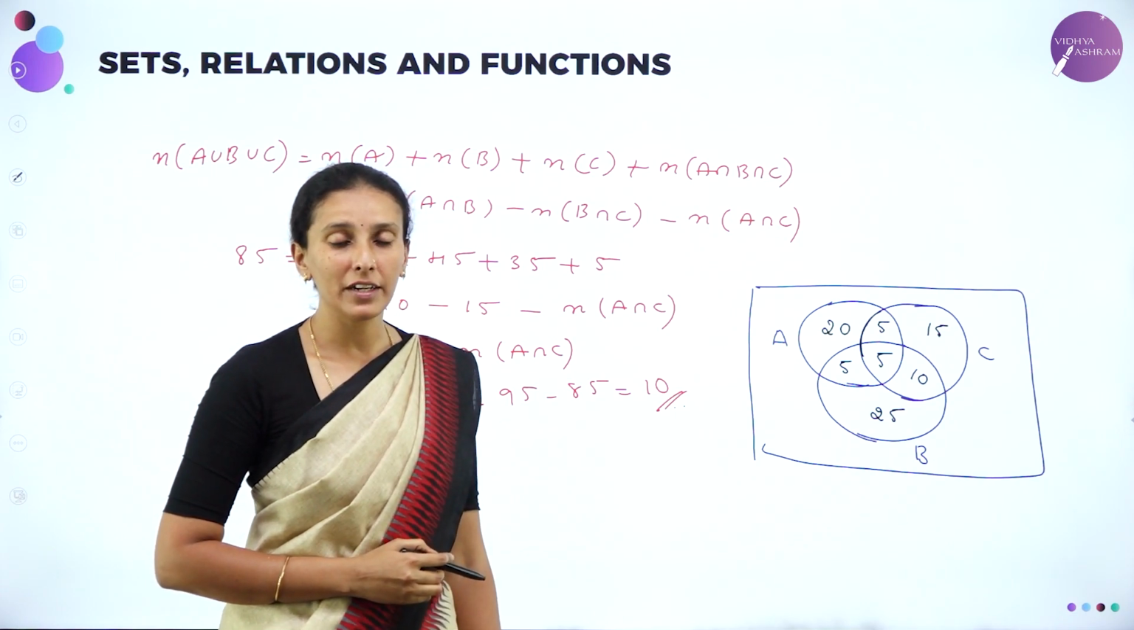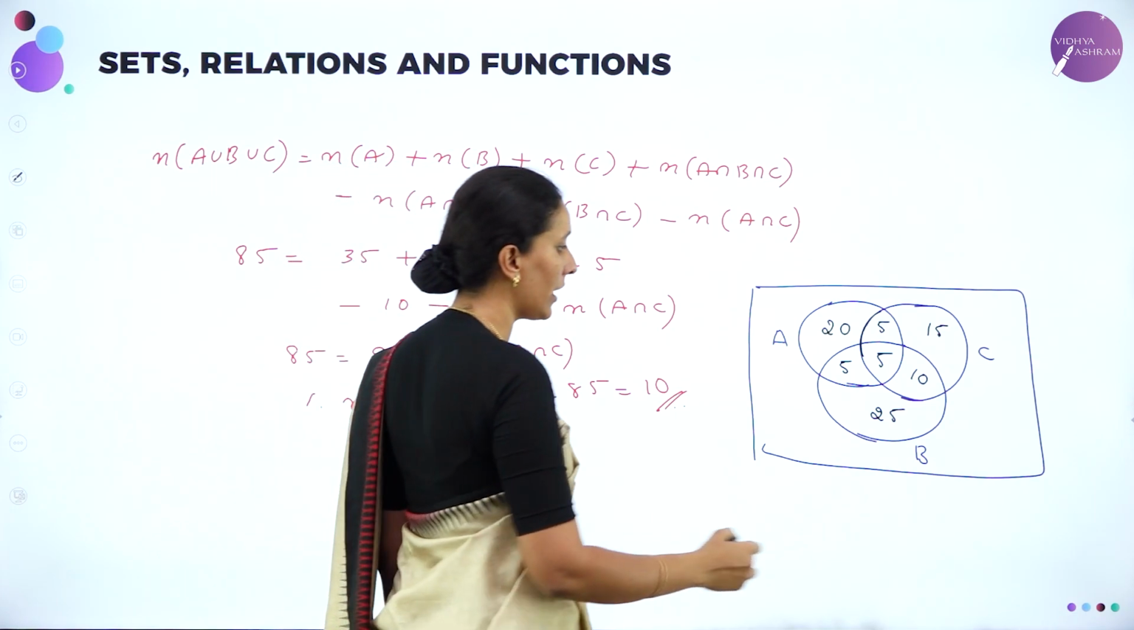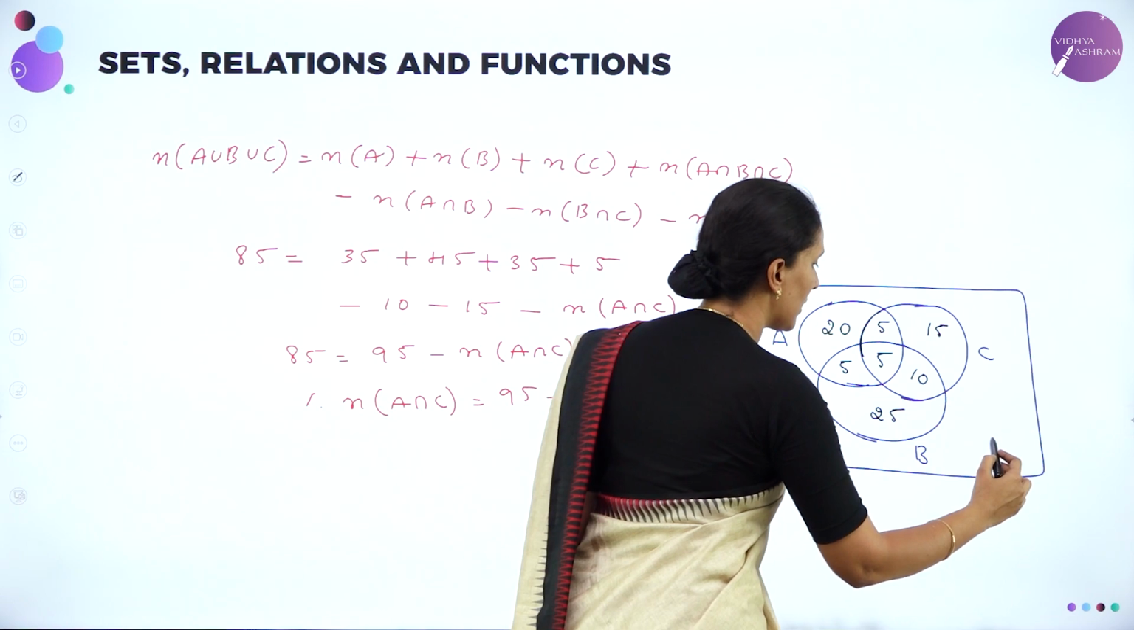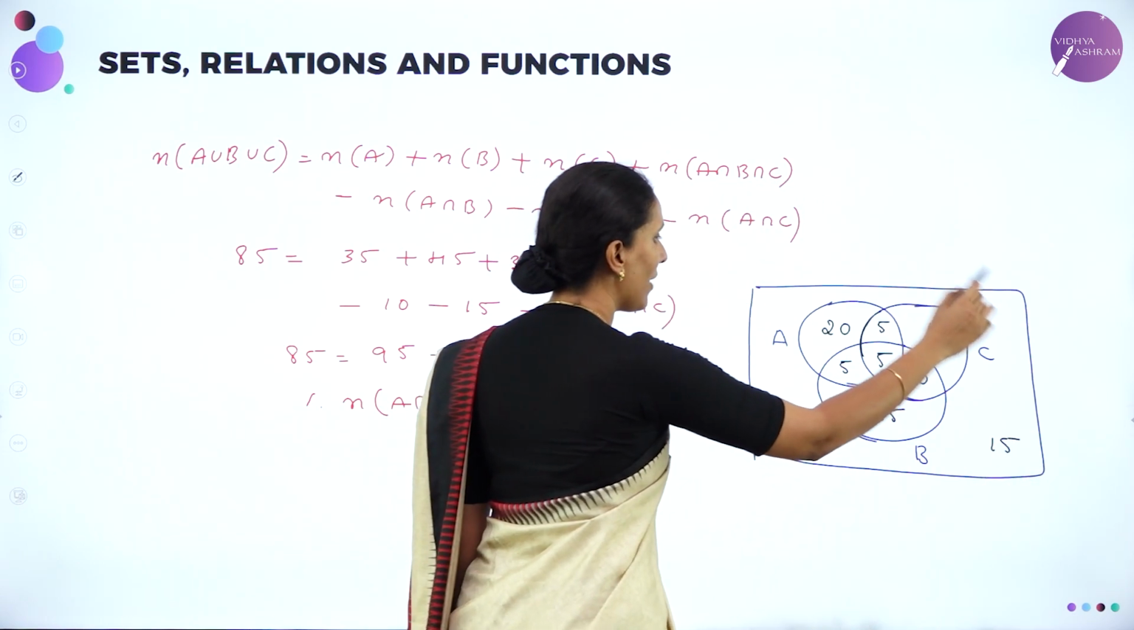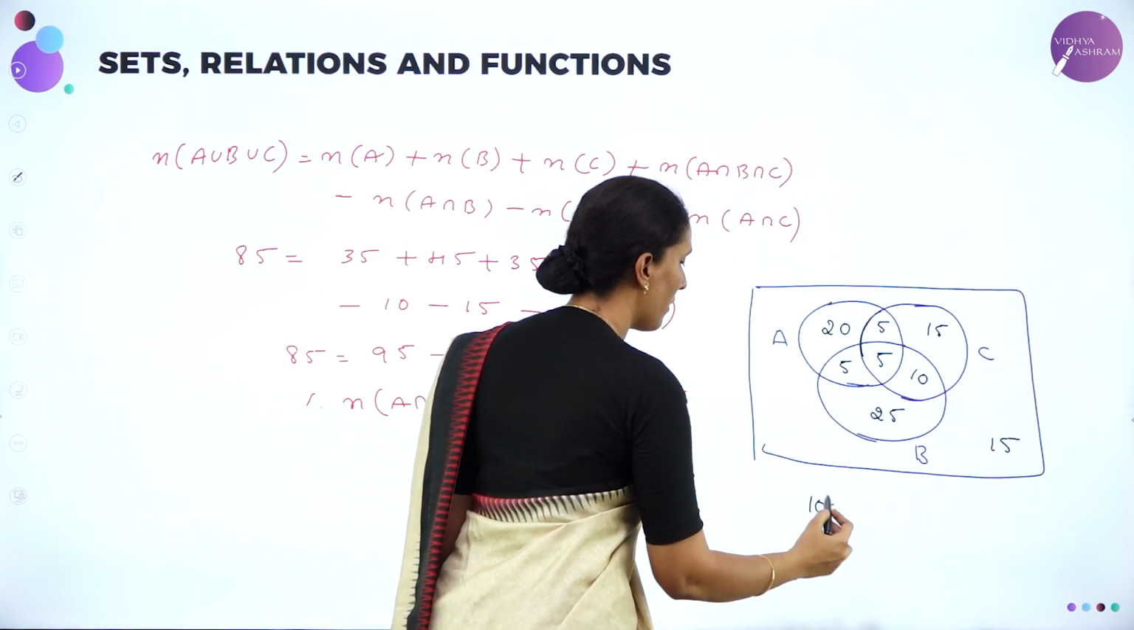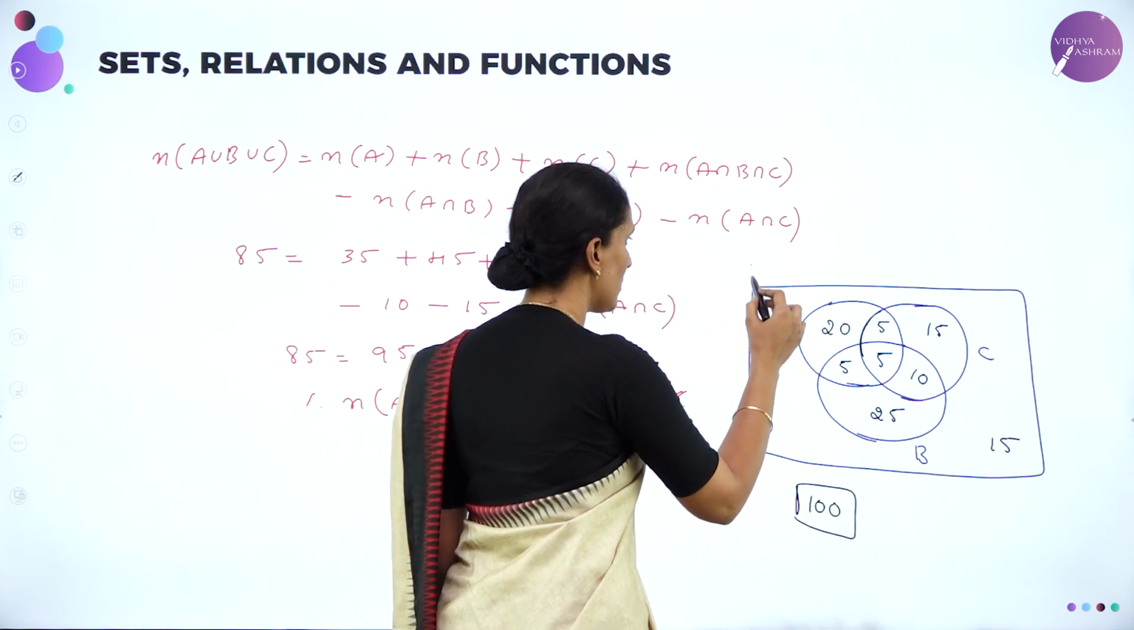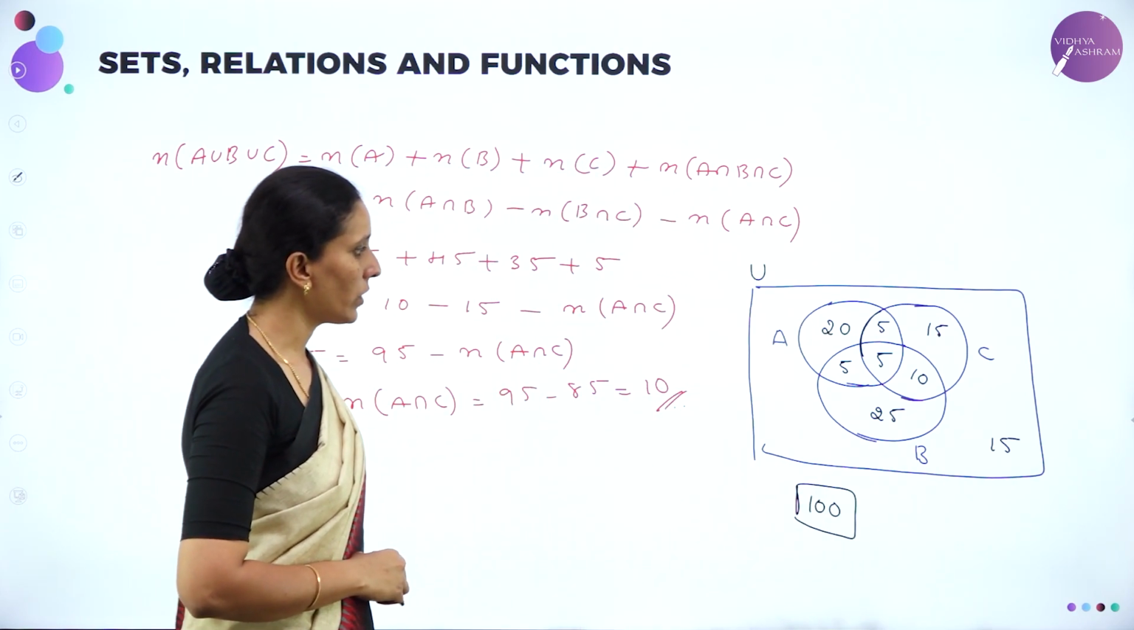And we have 15 students who do not play any of the games, which is written outside the circles. So 15. Now if you add all this, you will get the value 100, which is the universal set. So this rectangle will represent the universal set.